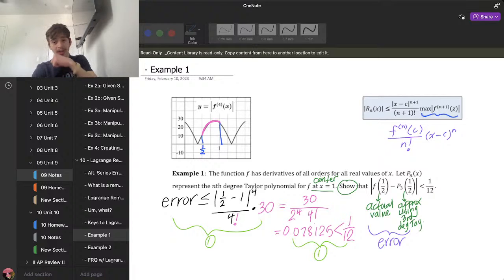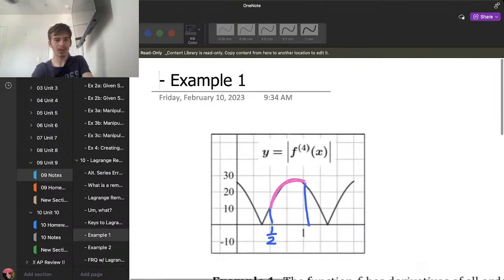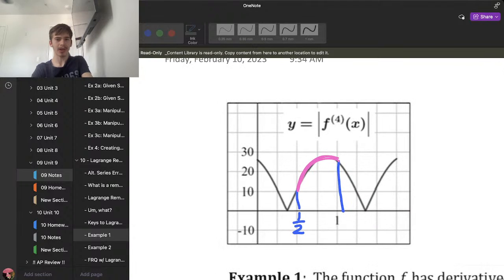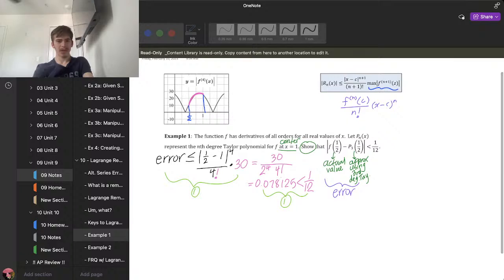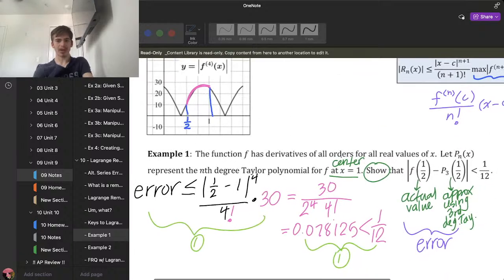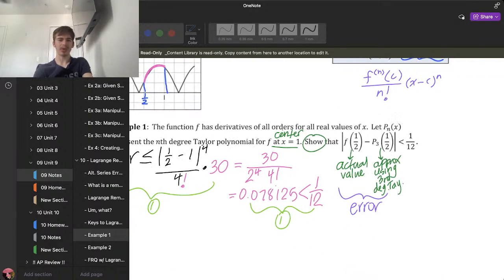Our x is 1/2. 1/2 minus 1, absolute value to the 4th, because we're using third. We're taking the next one, 3 plus 1. 3 plus 1 factorial at the bottom times maximum value. Zoom in on the graph of the next derivative, the fourth one. That's what we want. On this interval, you can see the maximum possible value is 30. Sure, you could argue it's like 28 or 29. Let's just go with 30 for security. This way you could prove that the error is less than 1 over 12.